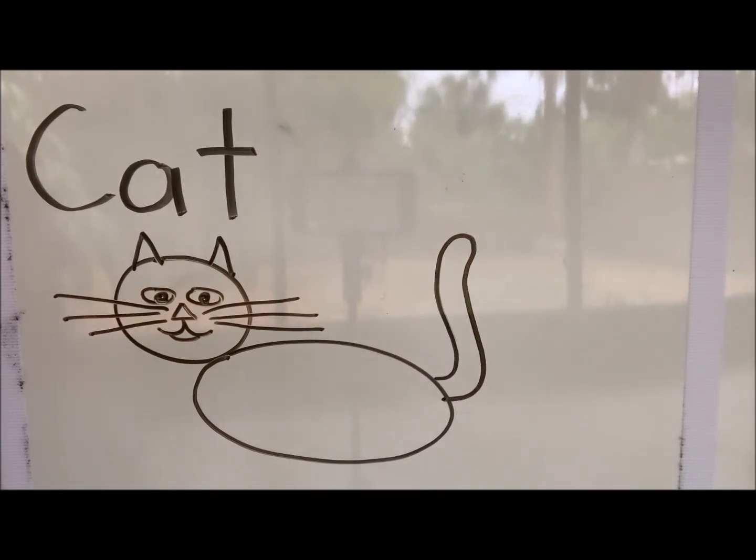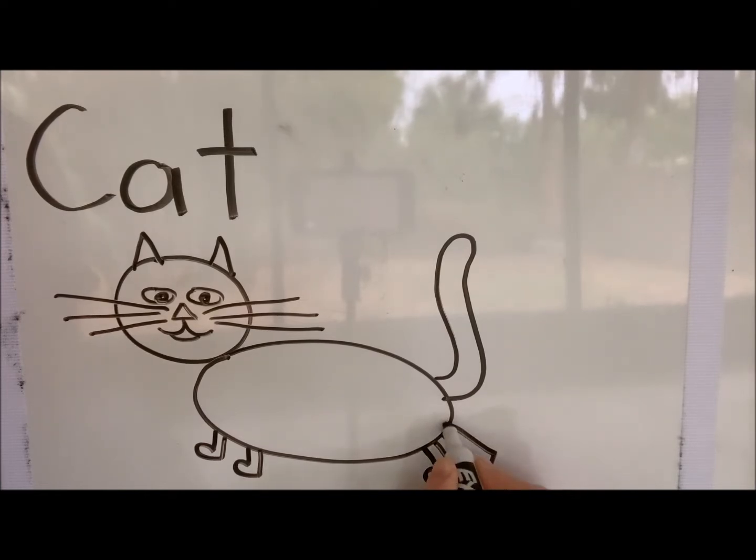And then cats have 4 legs, 2 in the front, 2 in the back. So I'm going to draw 2 legs here. I'm going to draw a paw at the bottom of it, and another one, and then 2 in the back. Same thing, I'm going to put a leg, a paw, and back up, down, a paw, and back up. My cat has 4 legs.